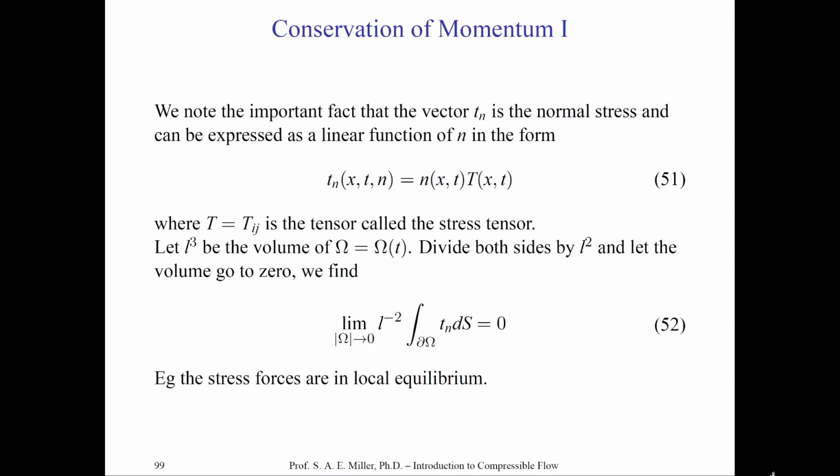Now we'll let L cubed be the volume of the original fluid parcel, which might be a box, omega, at time t. We can then divide both sides by L squared and let the volume go to 0 through a limit. So we'll take the surface integral of Tn ds, divide by L squared, and let L go to 0 by letting omega go to 0. And therefore, you can see that this reaches a limit of 0. You might argue through this mathematical argument that the stress forces are always in local equilibrium.